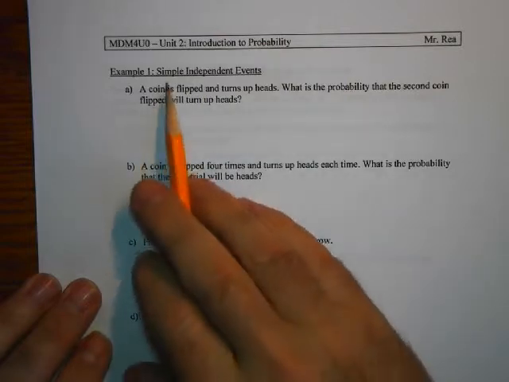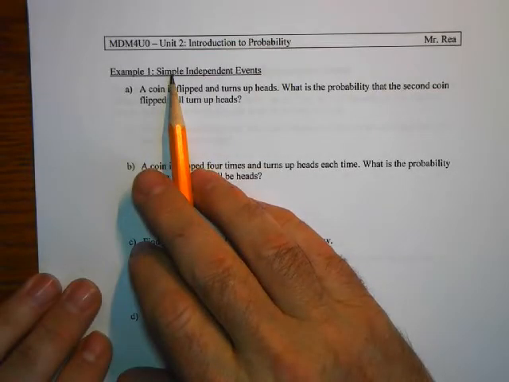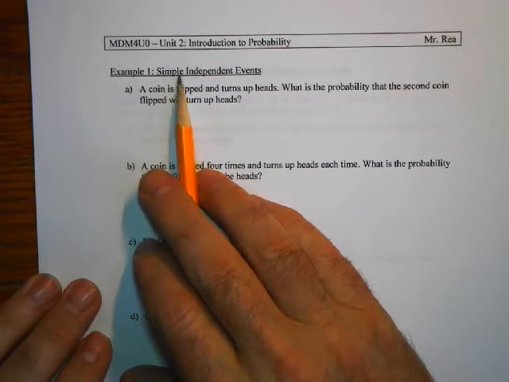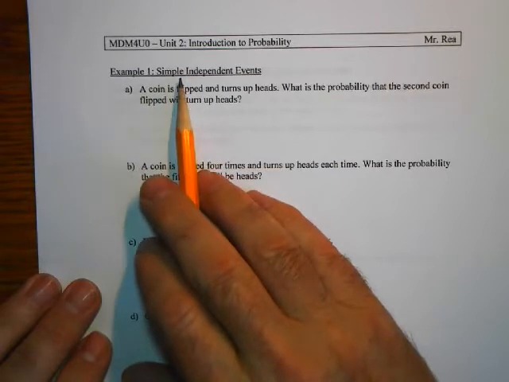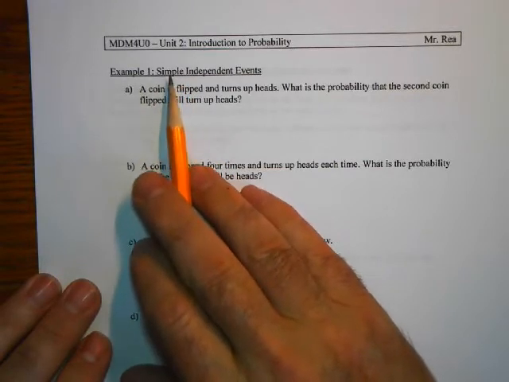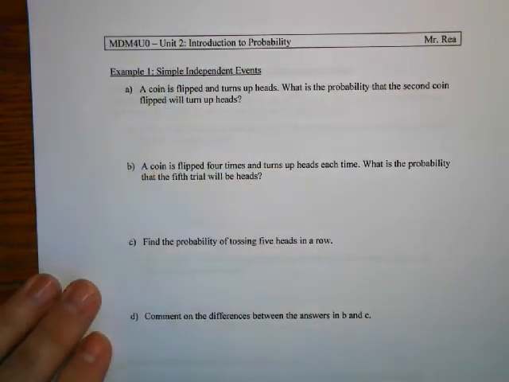Okay, so the simple part here is different from compound. Compound means more than one event. This is just one event. Now you could be doing this over and over, but it's just the same event, just one event.